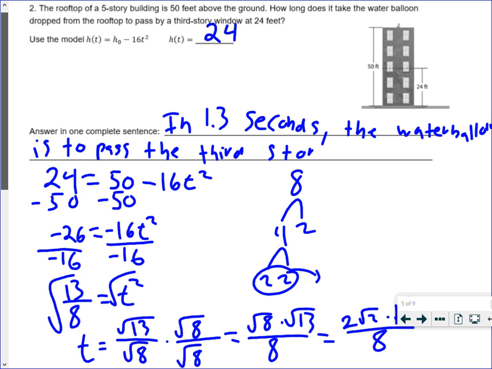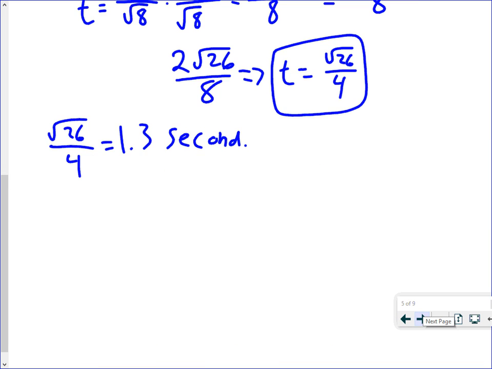Hopefully that makes sense. I'm not an English teacher, so I don't know what correct grammar really is. All right, the point of that question is just to make sure you understand what the 1.3 means. It means in 1.3 seconds after the water balloon was dropped, it's going to pass by the 3rd story window. Okay? So let's keep going.